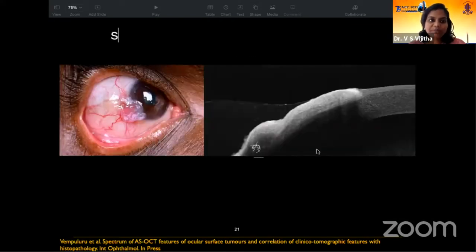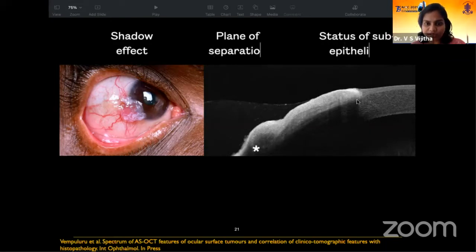Another important feature to understand in the interpretation of ASOCT is to know what a shadow effect is. Shadow effect is the obscurance of the inner details because of the presence of keratin, due to the thickness of the lesion or pigmentation. This can affect the visualization of deeper structures, which are the plane of separation and the subepithelium. These yellow dots represent the distinct difference between the epithelium and the subepithelium.